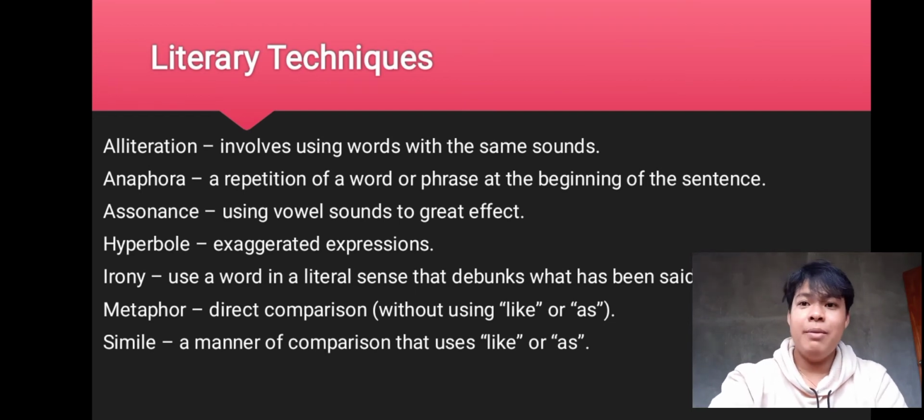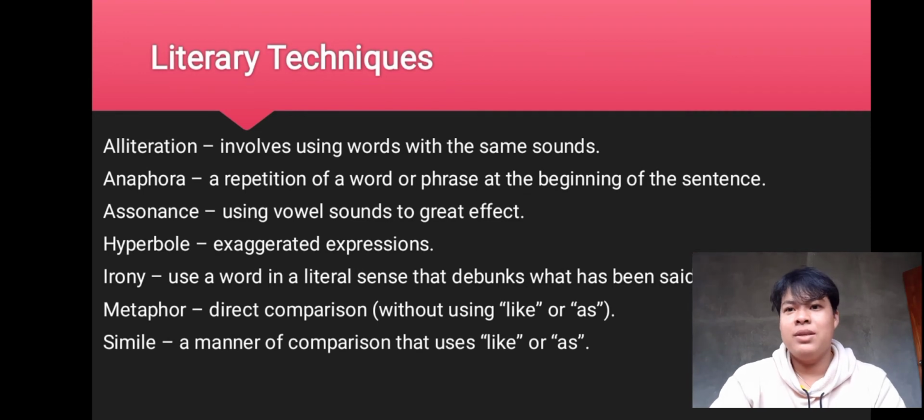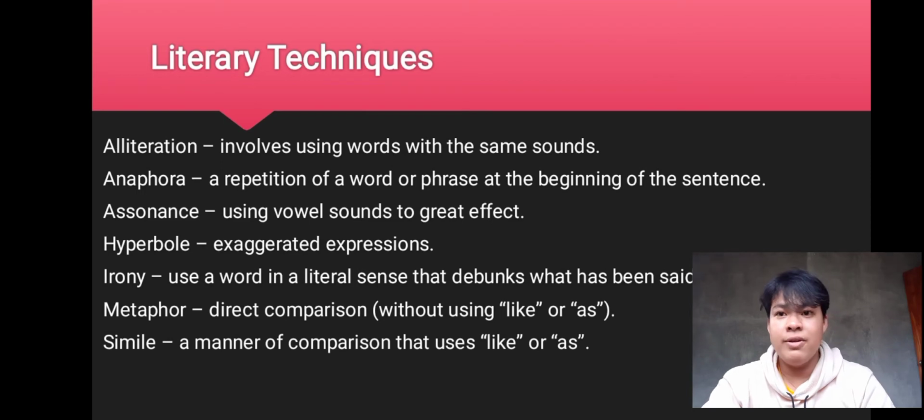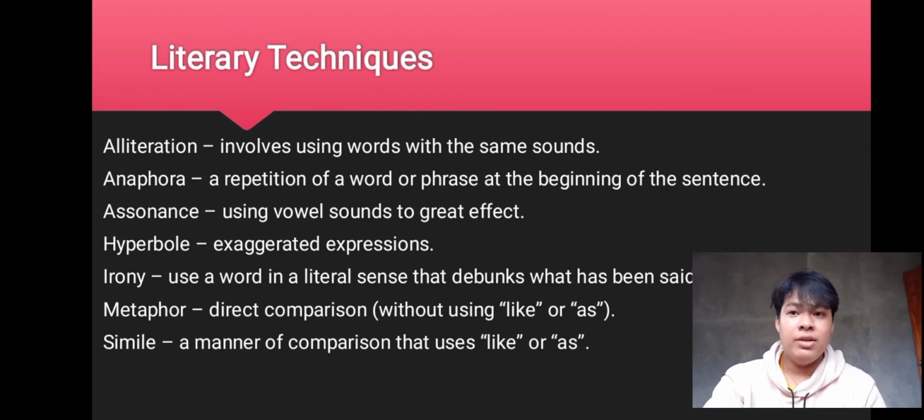So what do you mean by metaphors? A metaphor is a direct comparison without using "like" or "as." So metaphor, also known as a direct comparison, is one of the most common literary devices used by literary writers in their books or novels. An example of a metaphor, I will give you an example.